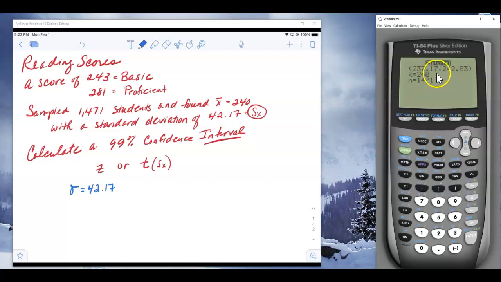But it's a nice check to just make sure that you're calculating everything correctly as you're writing up a free response question. All right, that's it.